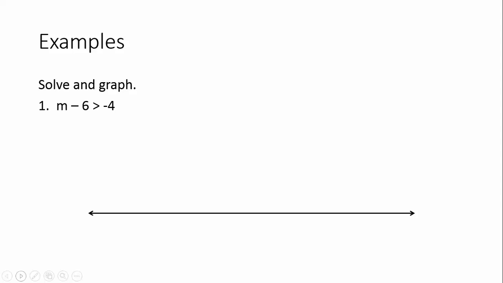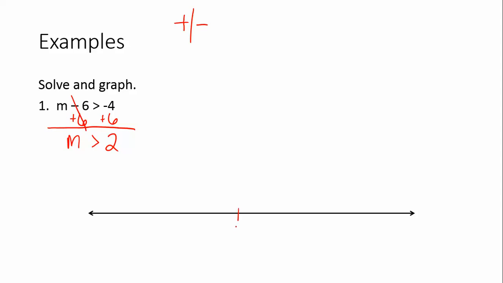So for number 1, we have m minus 6 is greater than negative 4. And just like an equation, you want to get the variable by itself. So you always want to think of your opposite operations. Remember that addition and subtraction are opposite. So when you see subtracting 6, we want to add 6 to both sides. Just like an equation, you're going to bring down the inequality symbol. On the left-hand side, we end up with m, and negative 4 plus 6 is 2. So our answer to the inequality is m is greater than 2.